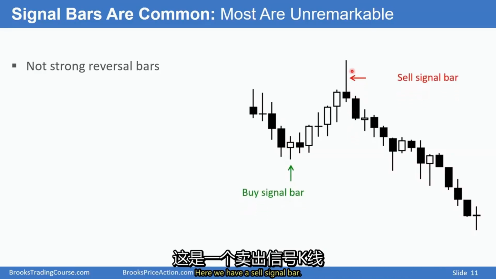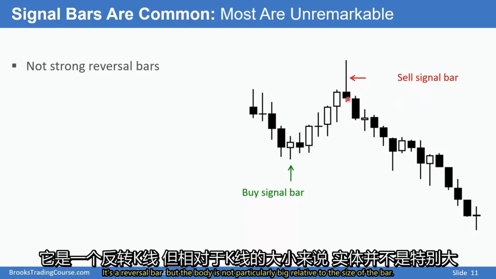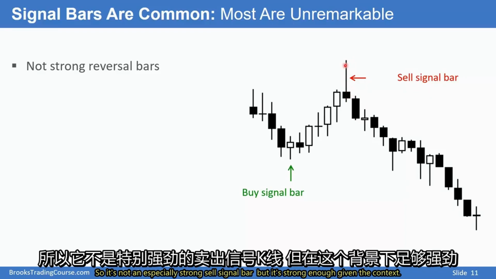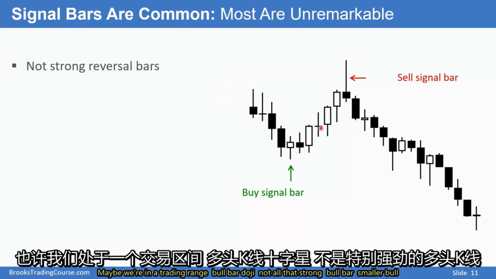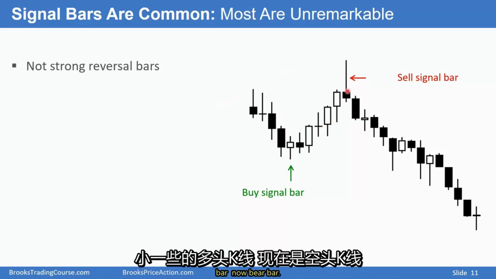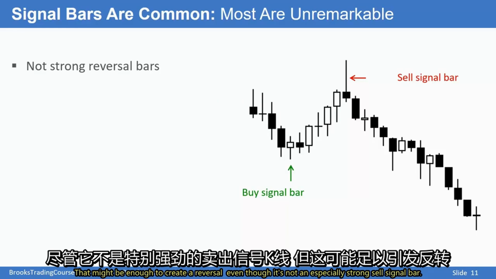Here we have a sell signal bar. It's a reversal bar, but the body is not particularly big relative to the size of the bar. So it's not an especially strong sell signal bar, but it's strong enough given the context. Maybe we're in a trading range. Bull bar, doji, not all that strong. Bull bar, smaller bull bar, now bear bar. That might be enough to create a reversal, even though it's not an especially strong sell signal bar.